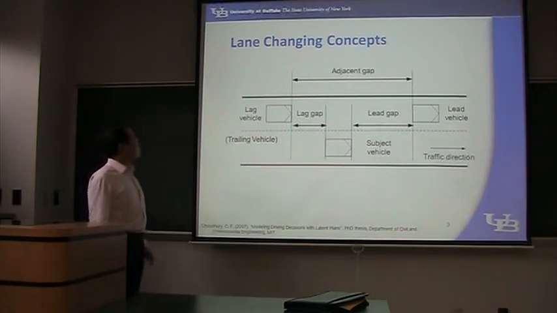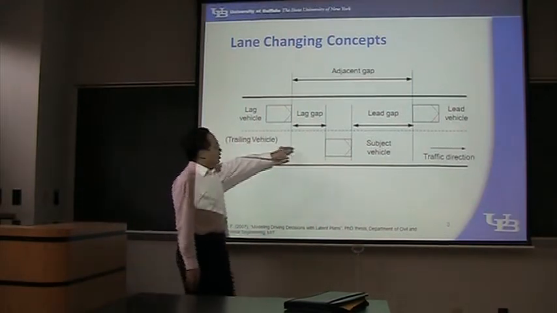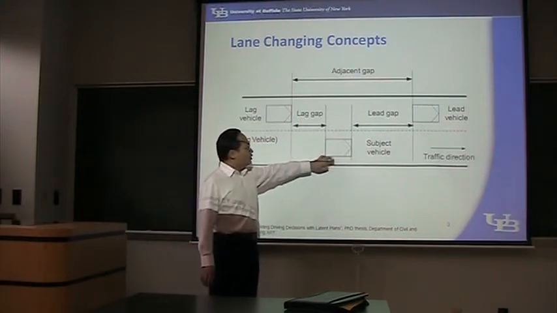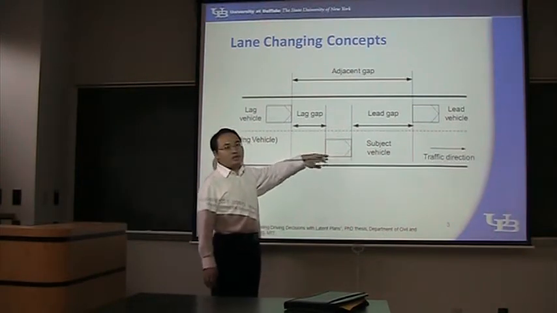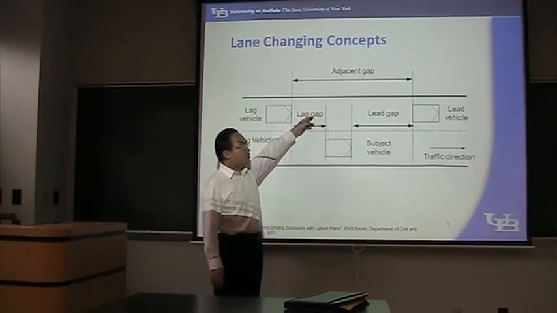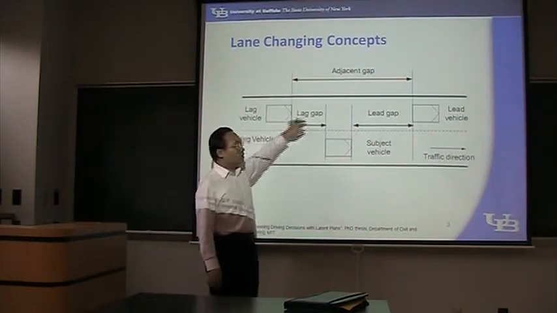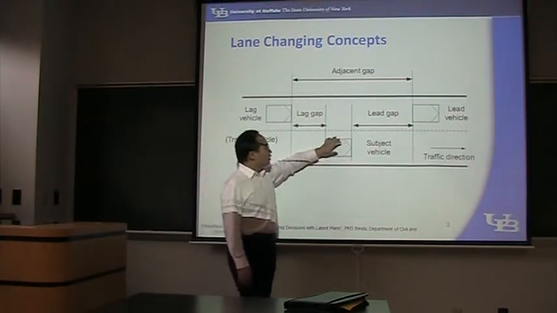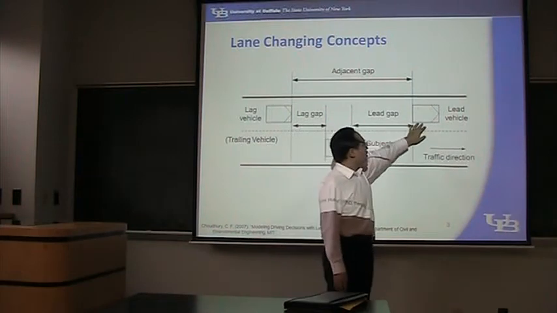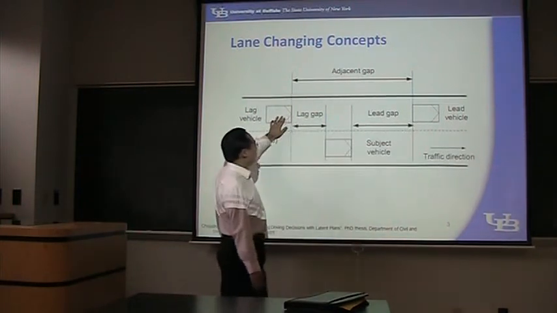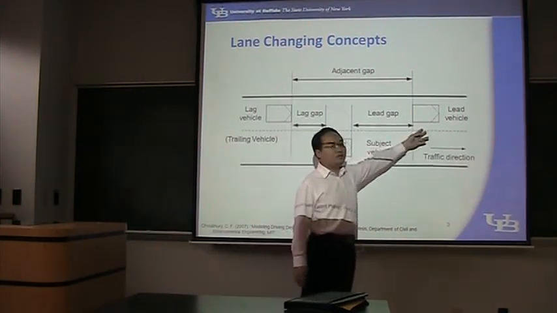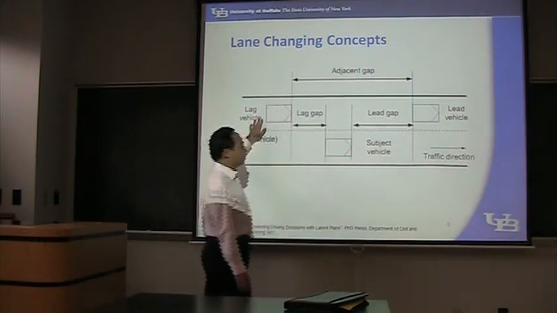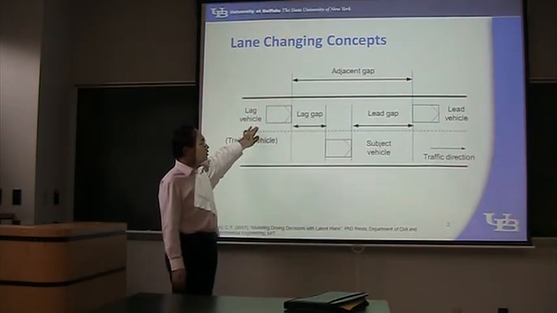Now let's go to the concepts. This is important. Let's consider this subject vehicle. This subject vehicle wants to change its lane from this one to that one. And we can call this a target lane. Now, if we have a vehicle here and a vehicle here, then this vehicle can be called a lead vehicle, and this vehicle can be called a lag vehicle.